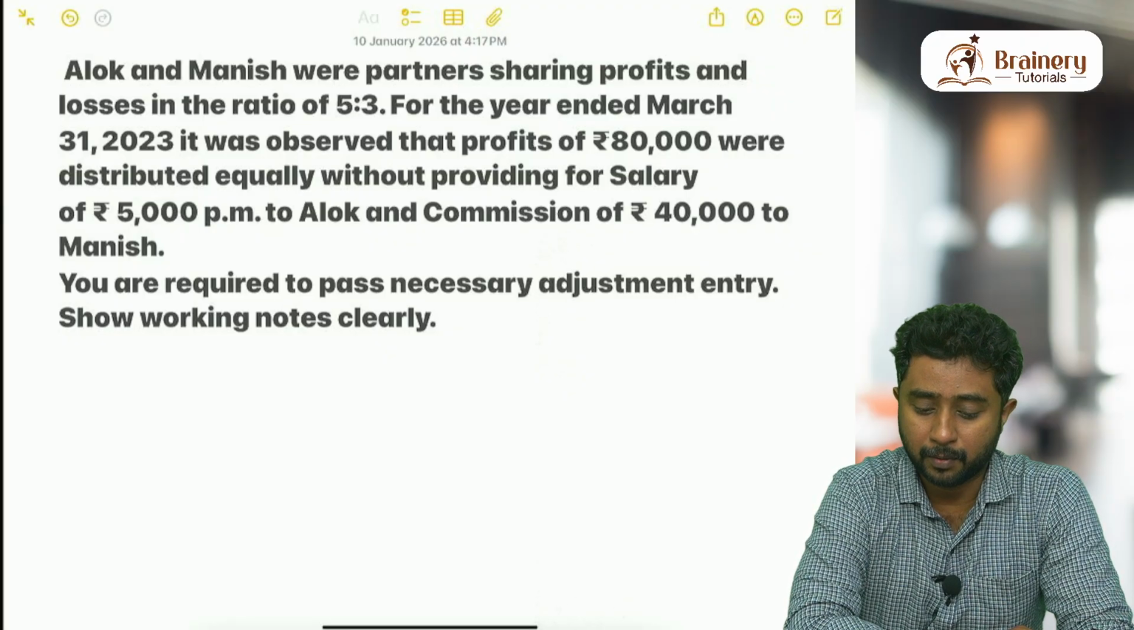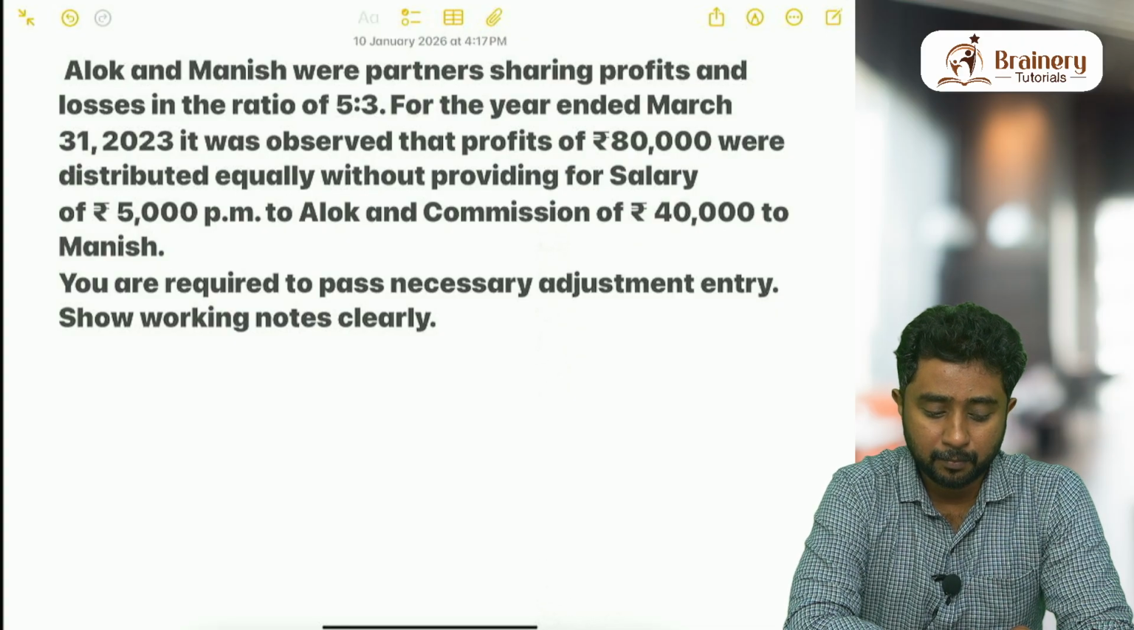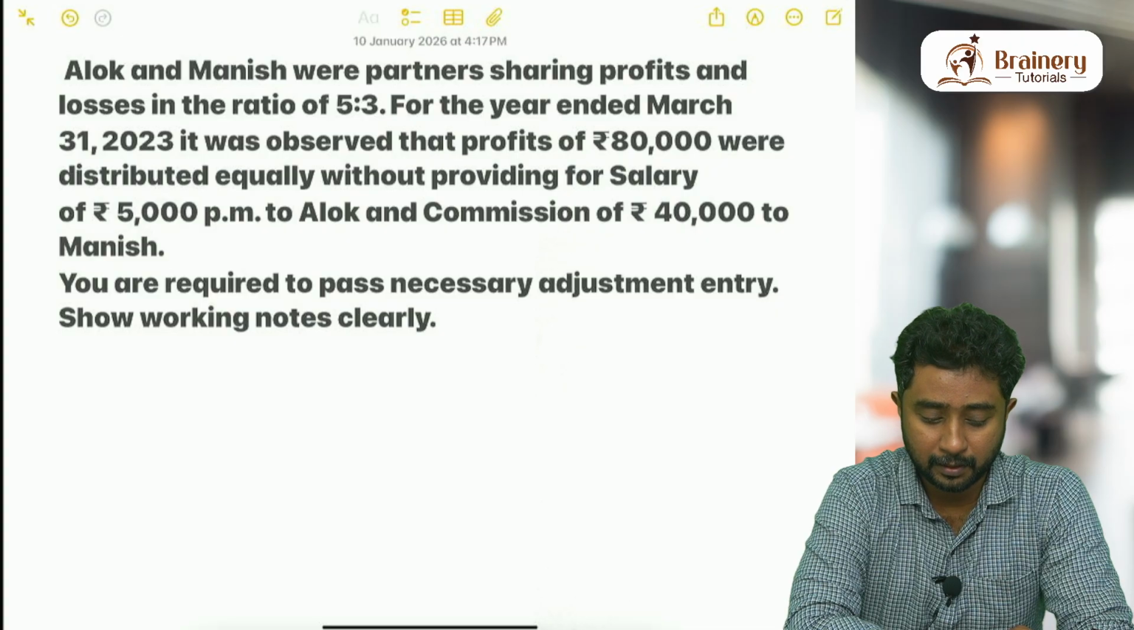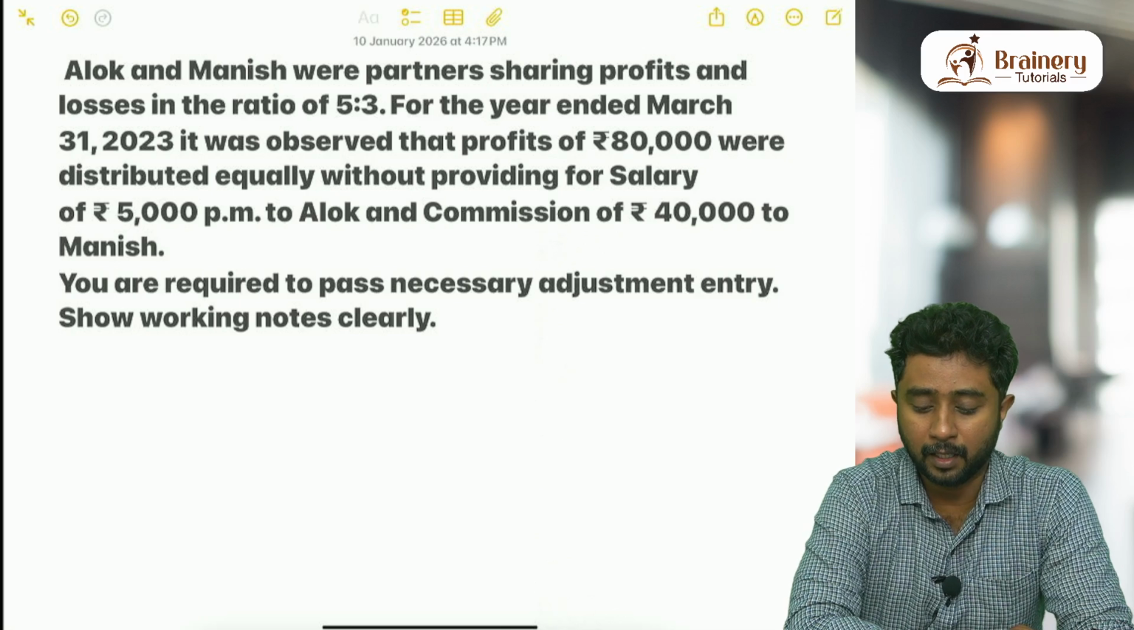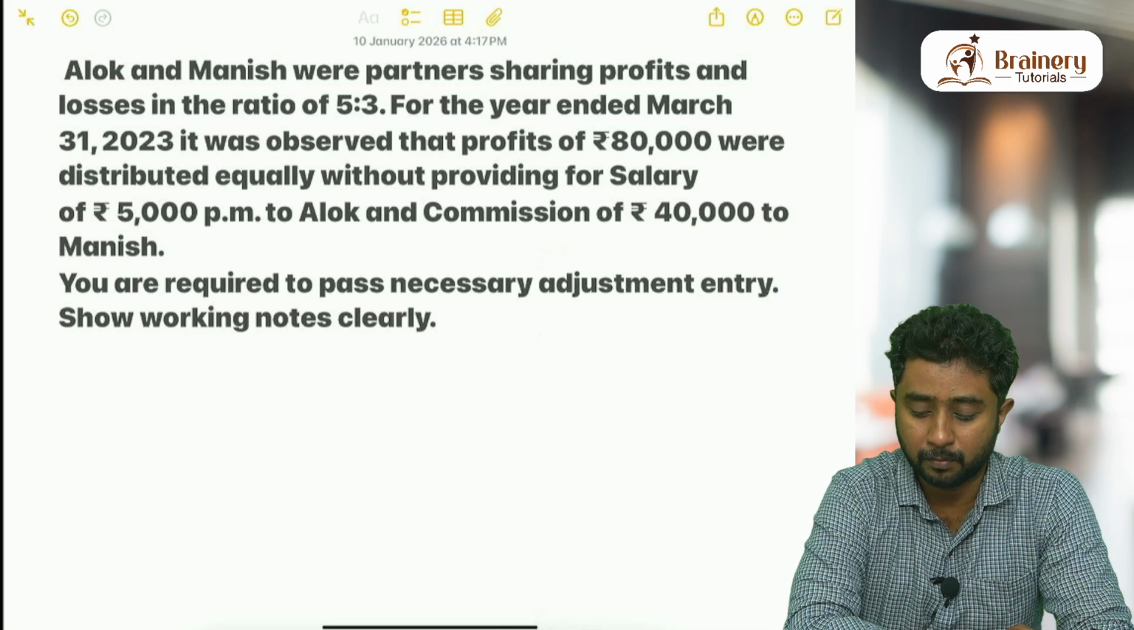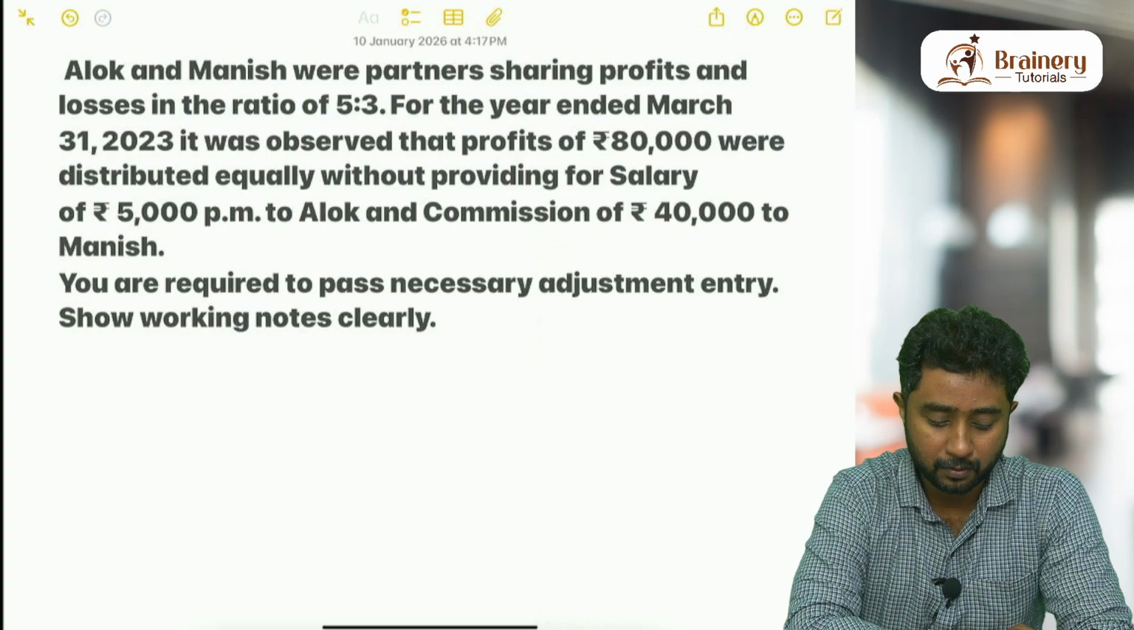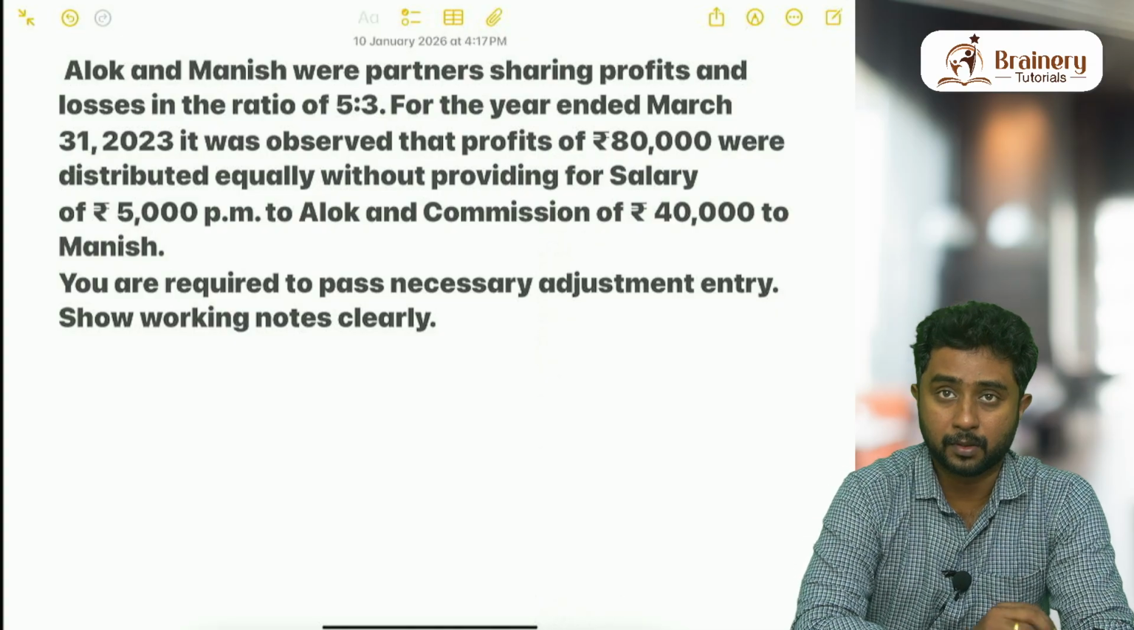Alok and Manish were partners sharing profits and losses in the ratio of 5:3. For the year ended March 31st, 2023, it was observed that profits of rupees 80,000 were distributed equally without providing for salary of rupees 5,000 per month to Alok and commission of rupees 40,000 to Manish. You are required to pass necessary adjustment entry. Show working notes clearly. Okay, that's the question.